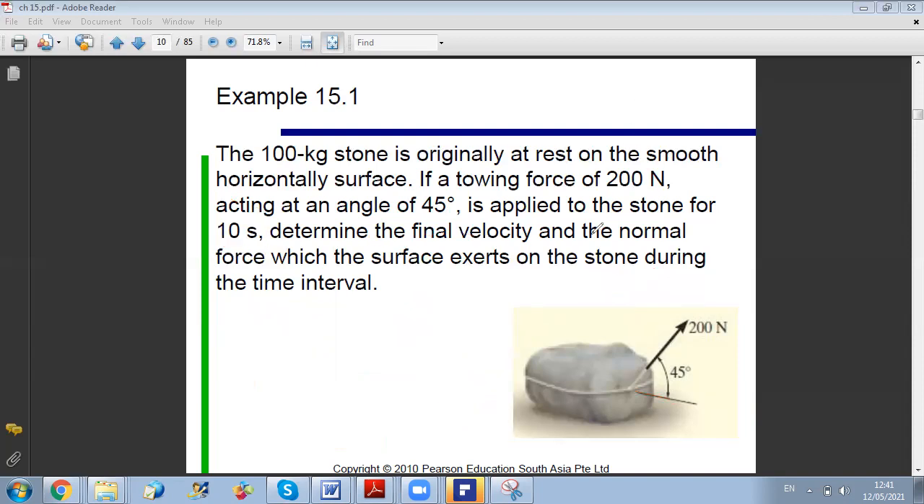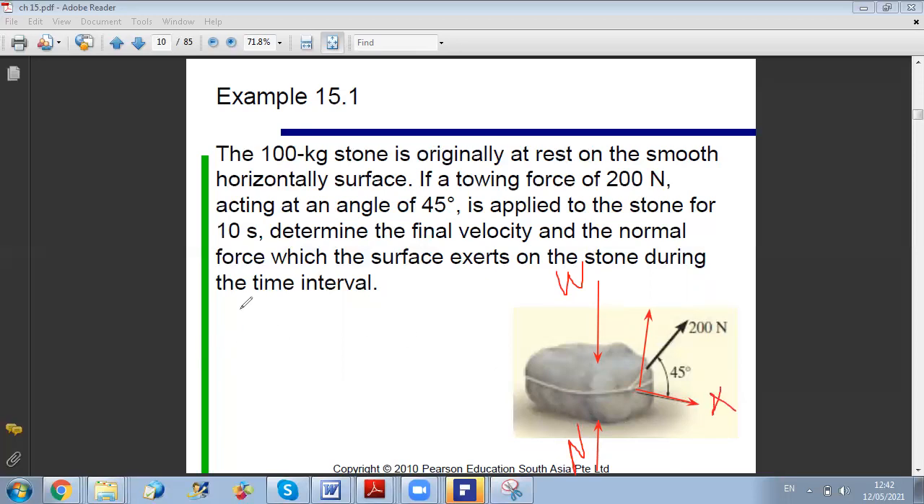So now, the first step in any problem will be to draw the free body diagram of forces acting on the object. Here we have the stone, we have its weight W, we have the normal reaction N, and of course we have the force that is decomposed into two components. So this is our figure W and this is X.